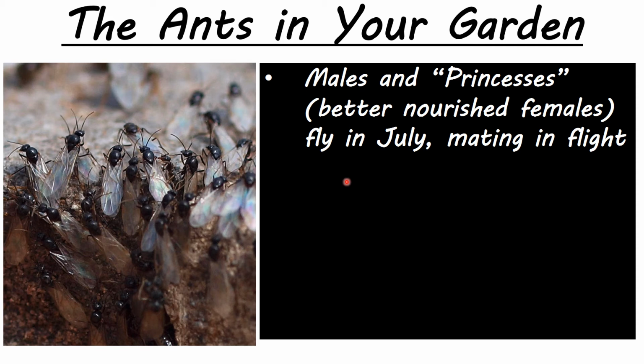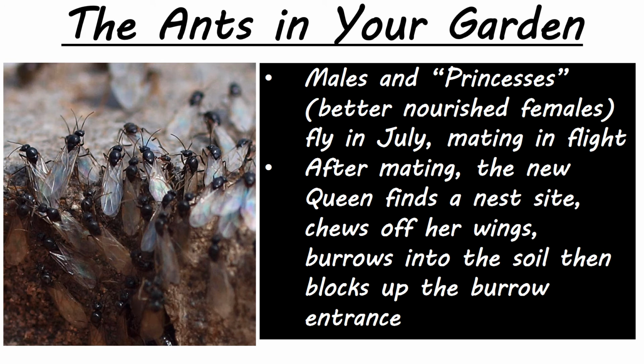So the ones that kind of give people the heebie-jeebies are the winged ones, I suppose, and these are the males and also what's known as the princesses. So the princesses are the better nourished females, and they are better nourished because they're being primed to become queens. So in July, that's when they fly and they mate in flight. And after mating, you've got your new queen. So the princess becomes a queen, finds a new site, and then chews off her wings, which are a source of energy, burrows into the soil, then blocks up the burrow entrance.